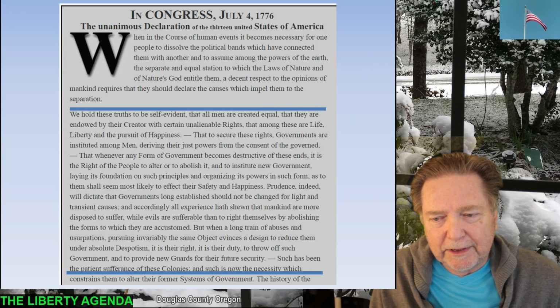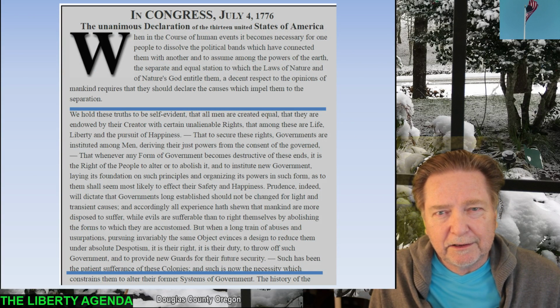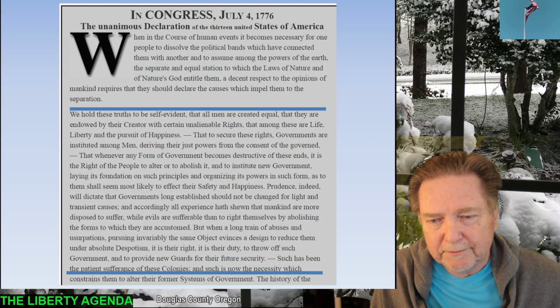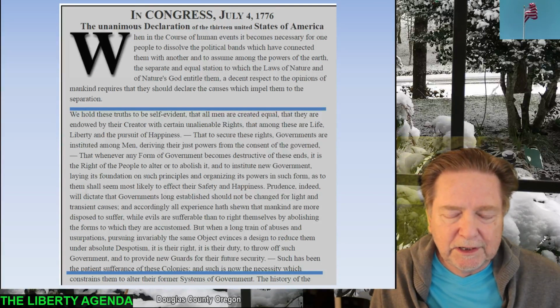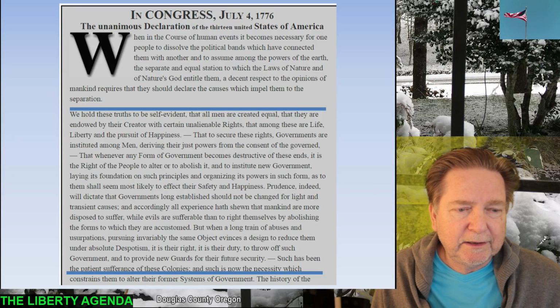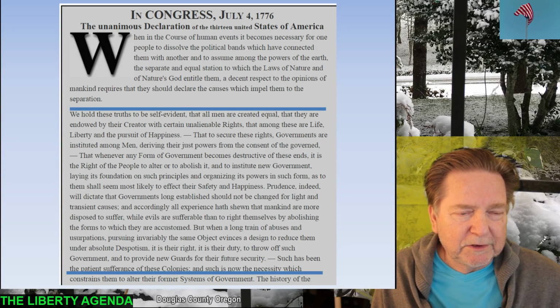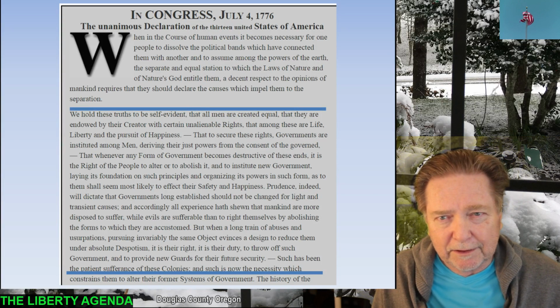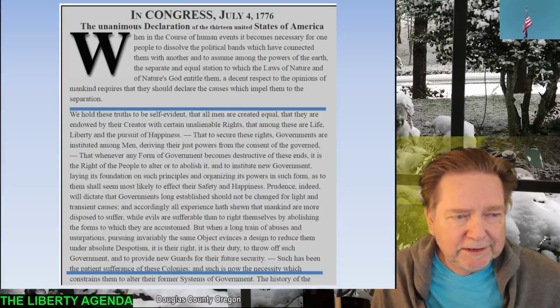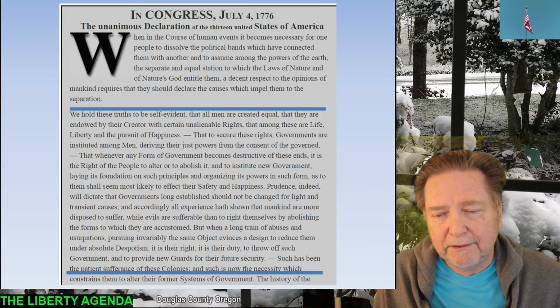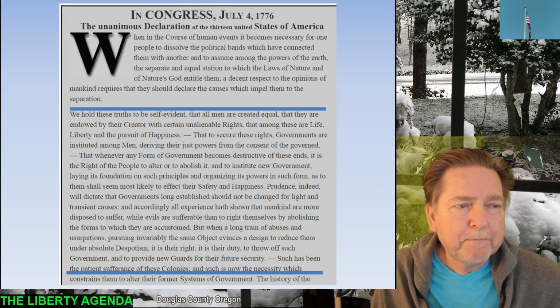The social contract that existed in the colonies prior to the Revolution was not necessarily formal, but it was real. And I think that if we read the most important part of the second paragraph of the Declaration, we can actually see the social contract that the United States was based on.